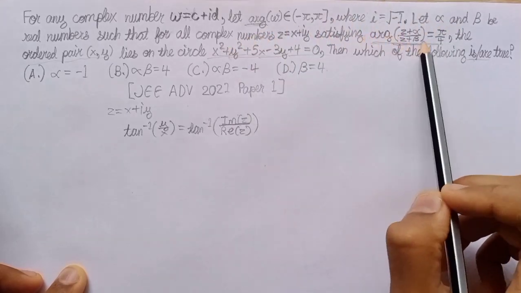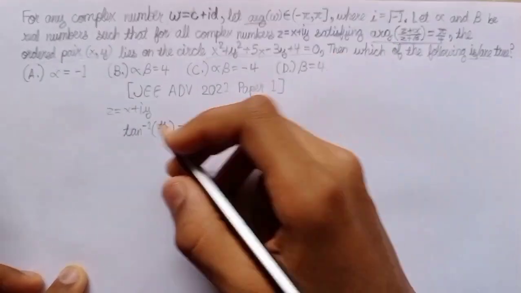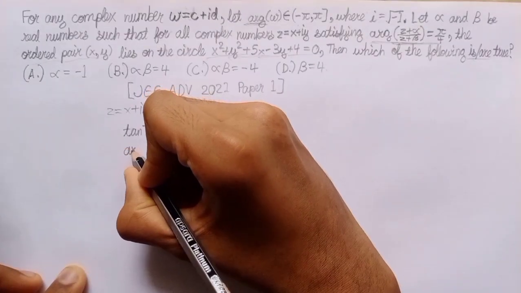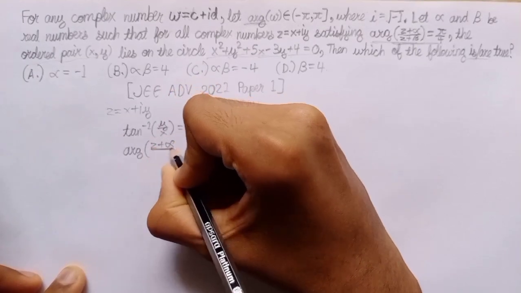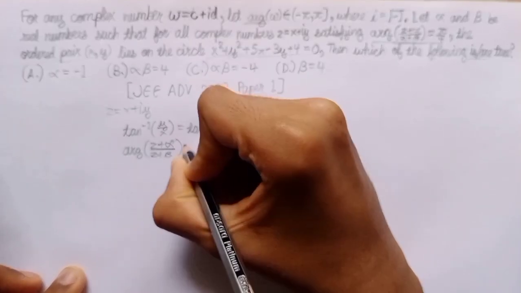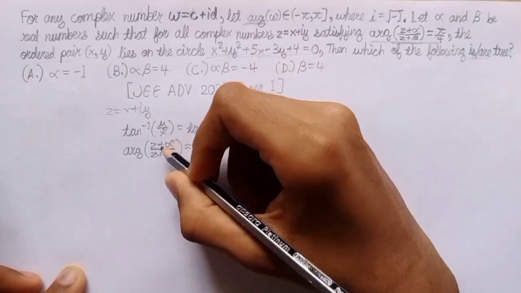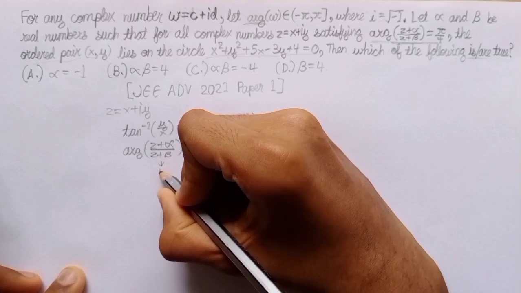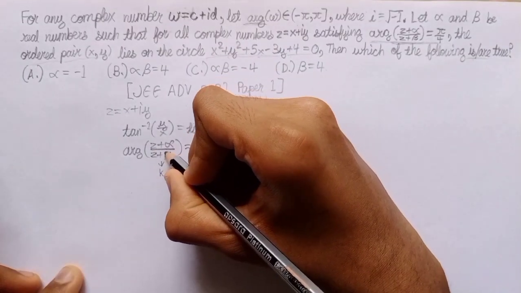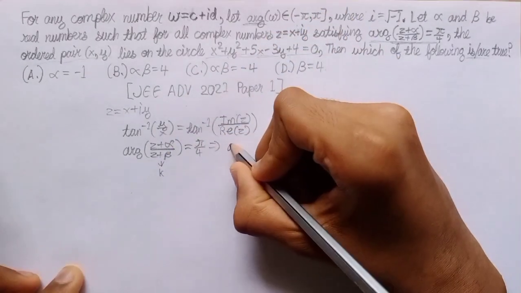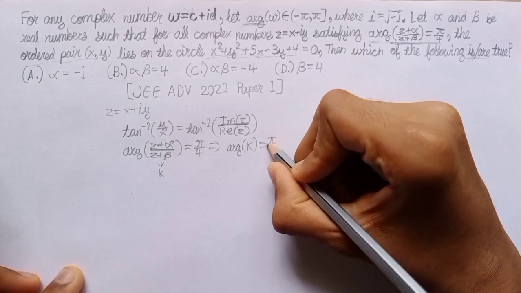What we really need is this and this. So let's start solving. So we have arg of z plus alpha by z plus beta is equal to pi by 4. That implies, let's take this complex number as k. The value for z plus alpha by z plus beta, we'll take it as k. So this implies that arg k is equal to pi by 4.